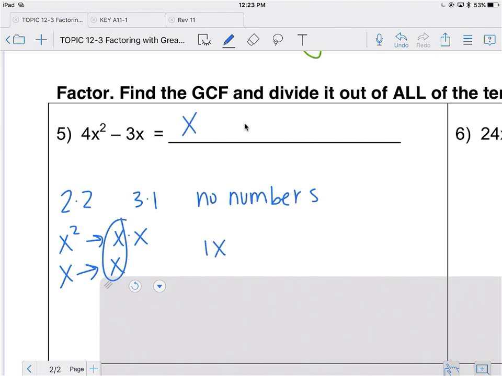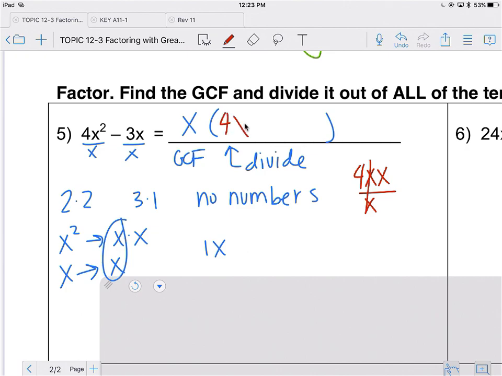I take my GCF and put it out front and start a set of parentheses. And then this is when I divide. So whatever my GCF is going to be divided out. My result, or whatever's left over, is going to go in the parentheses. So I have 4x squared being divided by x. One of those x's cancel, and I'm left with 4x. Negative 3x divided by x. My x's cancel, and I'm left with negative 3.